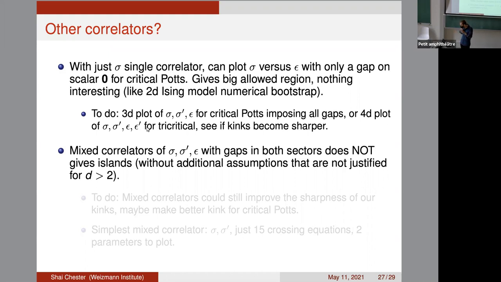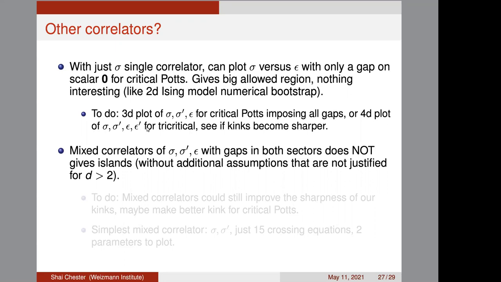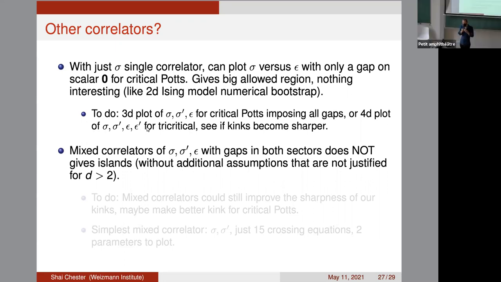So I don't know why that is, because in general, whether or not you find an island, you kind of have to get lucky to some extent. Now I should note that I think you can always find an island if you start putting in random assumptions. So if you start putting gaps in the spin two sector, spin one sector, if you start putting gaps above D, you'll always find some kind of island.